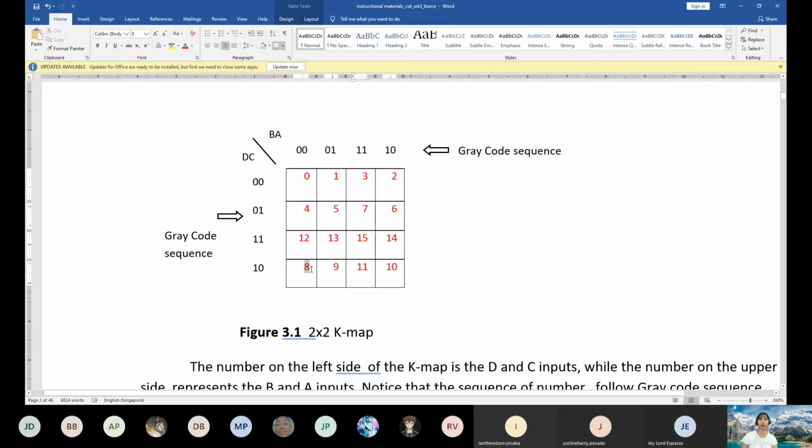For input 8, you have 1 0 0 0. For input 9, you have 1 0 0 1. For input 10, you have 1 0 1 0, and 11 is 1 0 1 1. For inputs 12, 13, 14, 15: input 12 is 1 1 0 0, 13 is 1 1 0 1, 14 is 1 1 1 0, and 15 is 1 1 1 1.